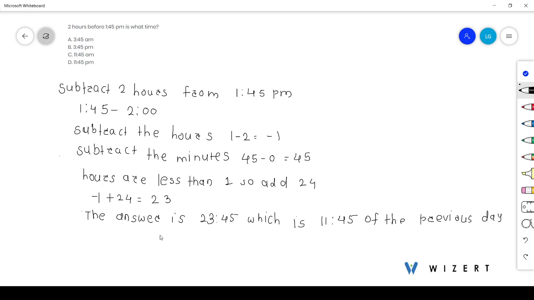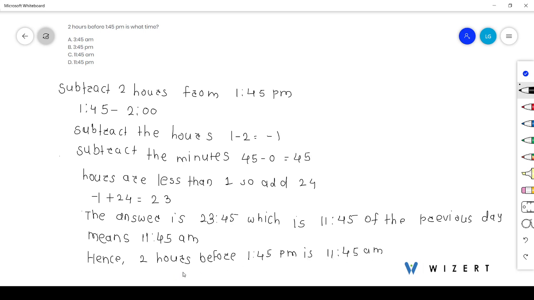Means 11:45 a.m. Hence 2 hours before 1:45 p.m. is 11:45 a.m., which is our option C.